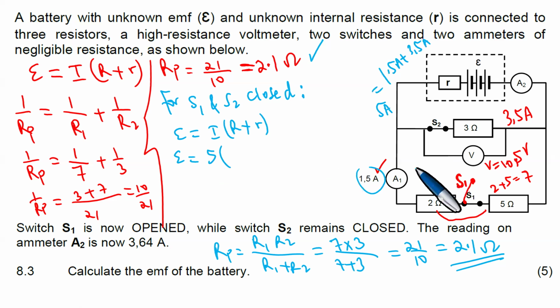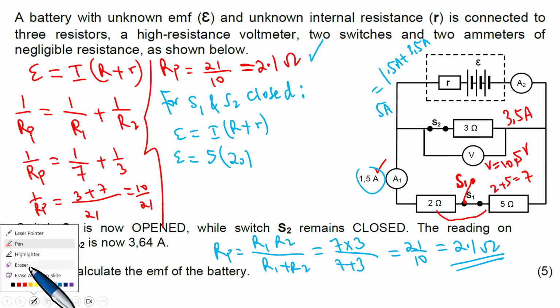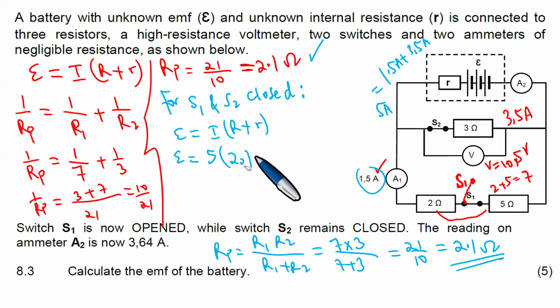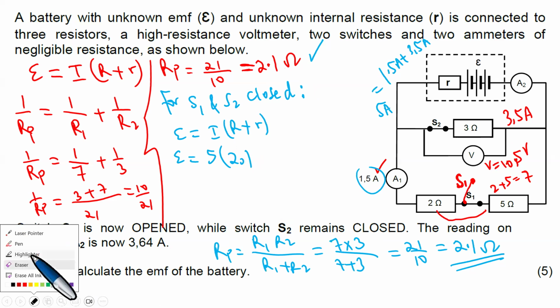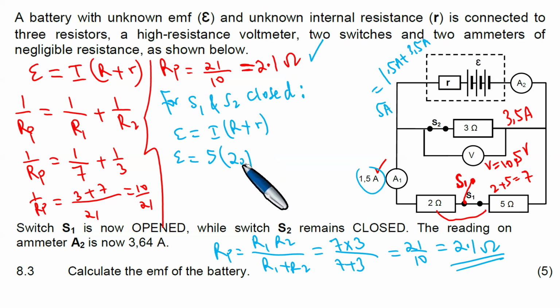Now, we want to find the EMF. So what is the resistance of the external circuit? External circuit. We've seen 2.1, which is the equivalent resistance of all the external components. Right, so it's actually exactly 2.1.